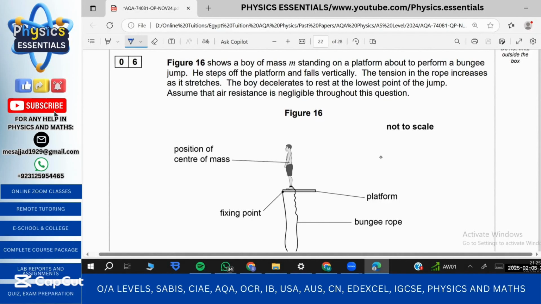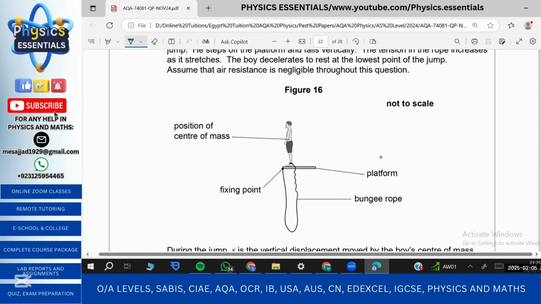Question 6. Figure 16 shows a boy of mass M standing on a platform about to perform a bungee jump. He steps off the platform and falls vertically. The tension in the rope increases as it stretches. The boy accelerates to rest at the lowest point of the jump. Lowest point means closest to the ground.